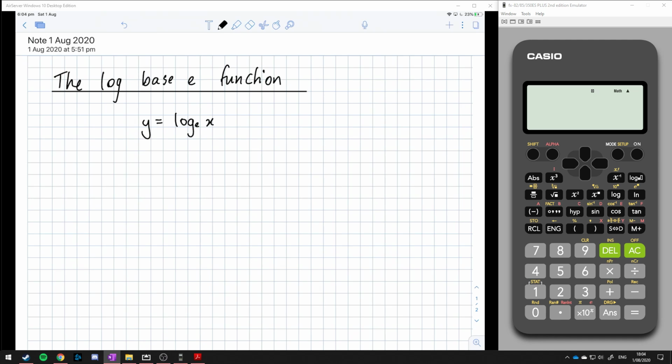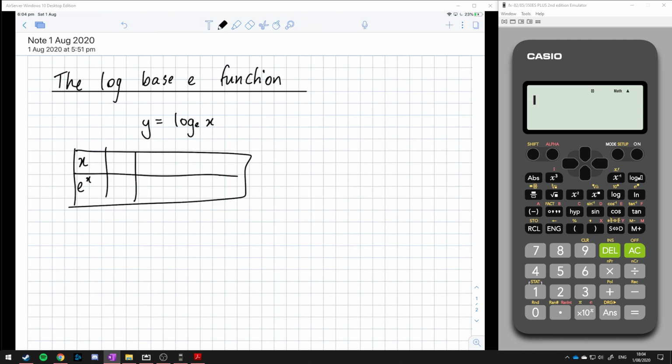So what we're going to do is have a look at a table of values. I'm going to compare e to the x with log base e of x. We've already done e to the x in a previous video, so it shouldn't be super foreign. We'll do the easy ones. E to the power of 0 is just 1. E to the power of 1 is just e. E to the power of 2 is e squared. And going the other way, we've got 1 over e and 1 over e squared. So that's e to the x.